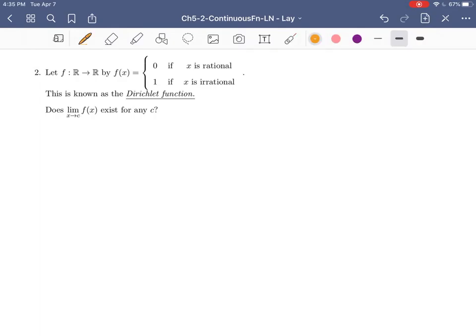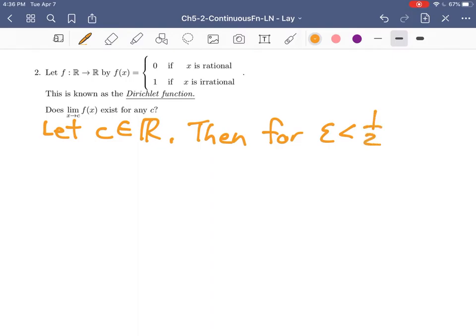All right, so let's start here. Let c be a real number. Then for epsilon less than 1/2 and any choice of delta that's greater than 0, what's going to be true?